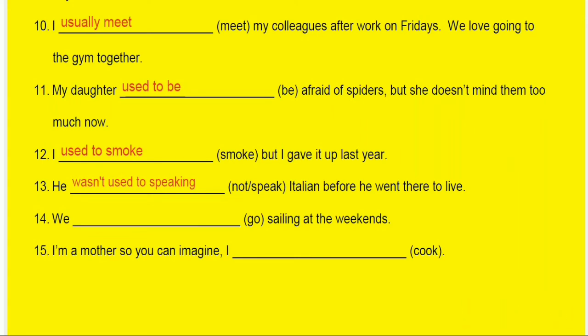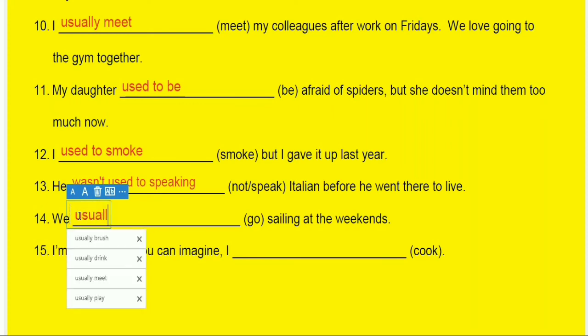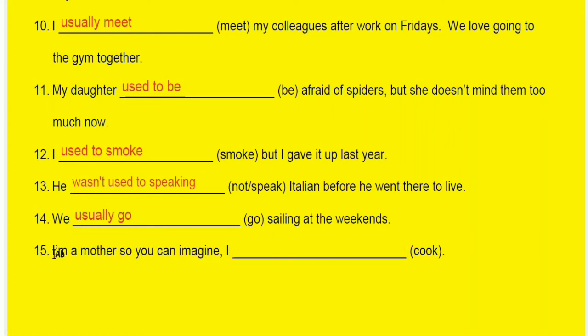Okay, and now let's go to number 14. We go sailing at the weekends. Present or past, everyone? Habit in the present or habit in the past, or something that you are accustomed to. So number 14, we in the present, right? So you can say we usually go sailing at the weekends, as a habit.